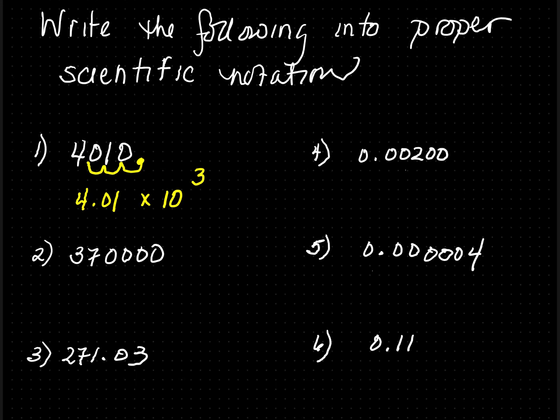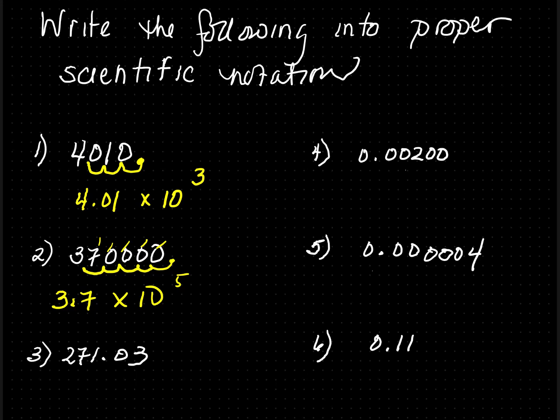Pause the video, try number 2 and 3, and then check your answer. For number 2, the unwritten decimal again is at the end, right of the zero. To write proper scientific notation, I need one digit before the decimal. To get that, I need to move the decimal to the left until I have one digit left of the decimal. So that's going to be 3.7 times 10. And I move that 1, 2, 3, 4, 5. So my exponent is 5, and it's positive because it's a large number.